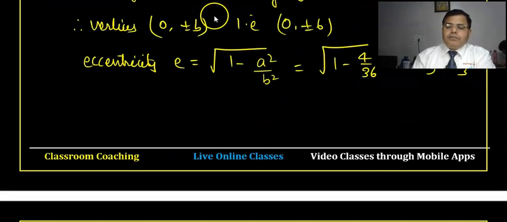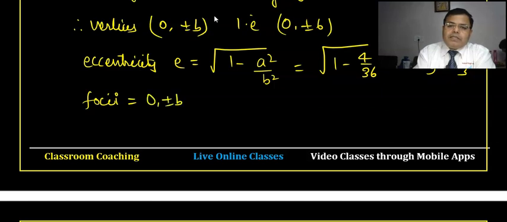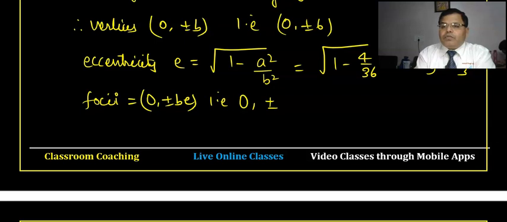Now, eccentricity is there. So we can write here foci. Foci is 0 comma plus minus be. That is 0 and plus minus b is what? B is nothing else but 6. So 6 into 2 root 2 by 3, that is 4 root 2. So foci is 0 comma plus minus 4 root 2. And now major axis. Major axis is what?